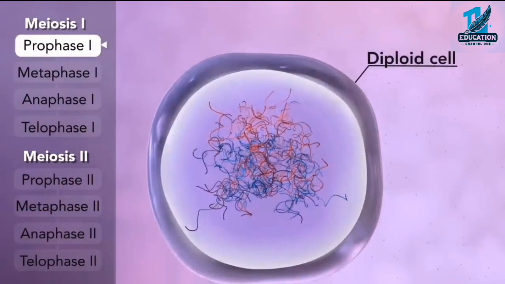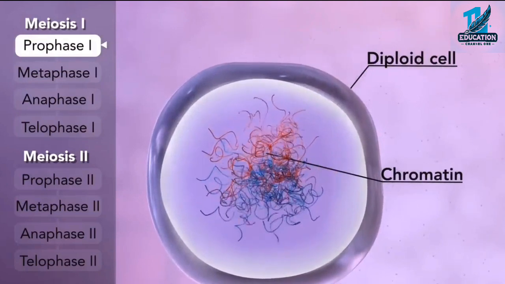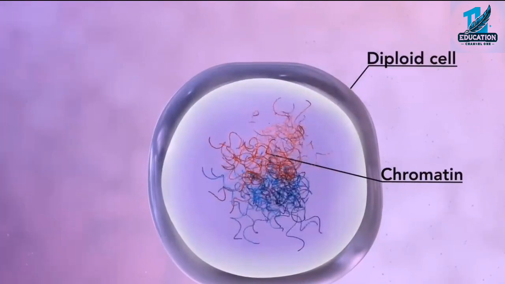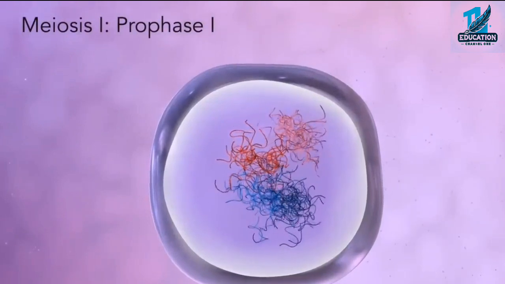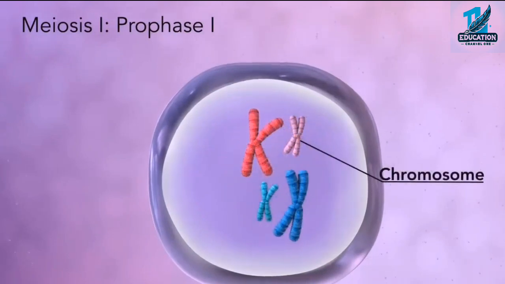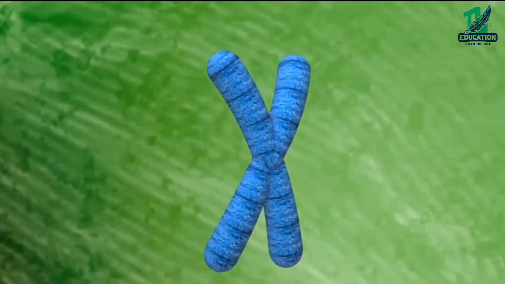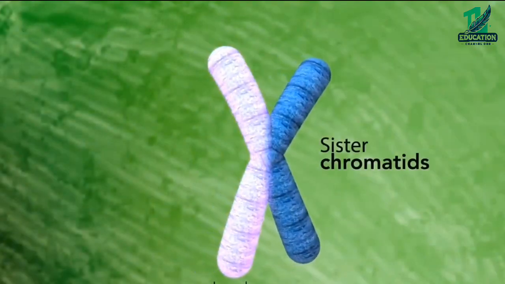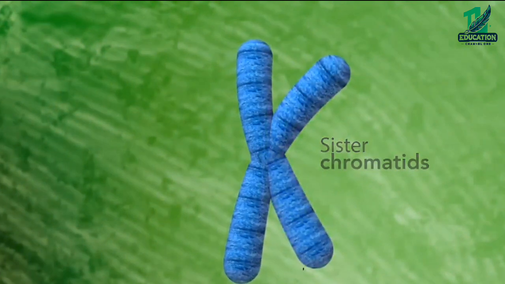Prophase I starts with a diploid cell. Its chromatin contains two uncoiled, spread out sets of chromosomes, one from each parent. After the DNA in the chromatin replicates, it condenses into the more familiar X-shaped chromosomes. The replicated DNA is the same in the identical sister chromatids of each chromosome.